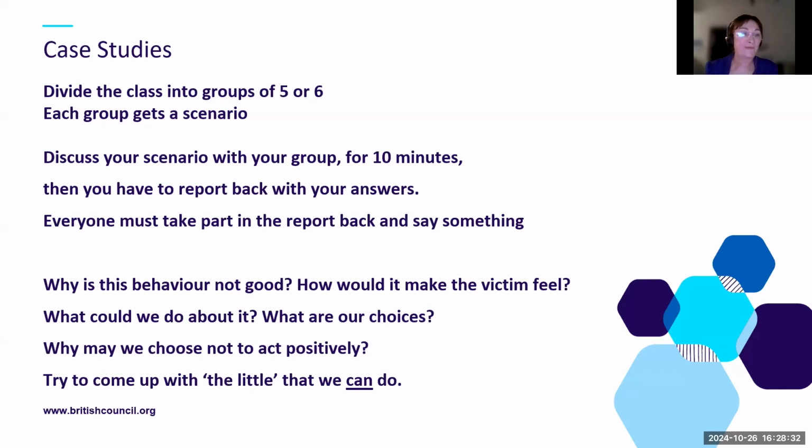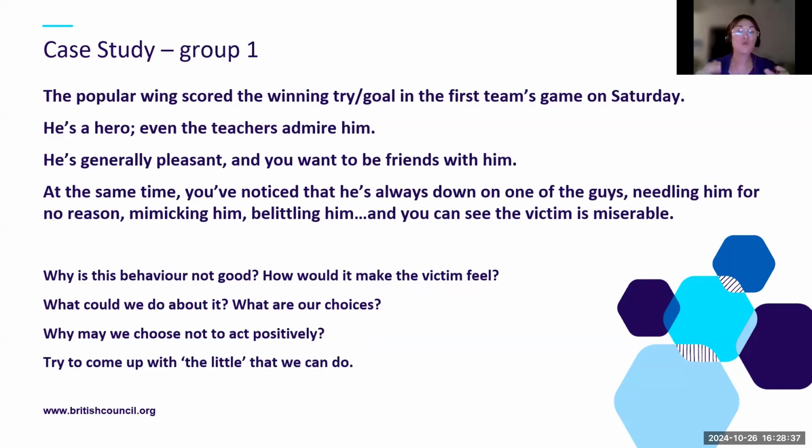And let's have a look at some of the groups. Obviously this can be changed depending on what kind of bullying scenarios you come up with for your area. But things like: the popular wing scored the winning try or the winning goal in the first team's game on Saturday. He's a hero. Even the teachers admire him. He's generally pleasant, and you want to be friends with him. At the same time, you've noticed that he's always down on one of the guys, needling him, mimicking him, belittling him, and you can see the victim is miserable.